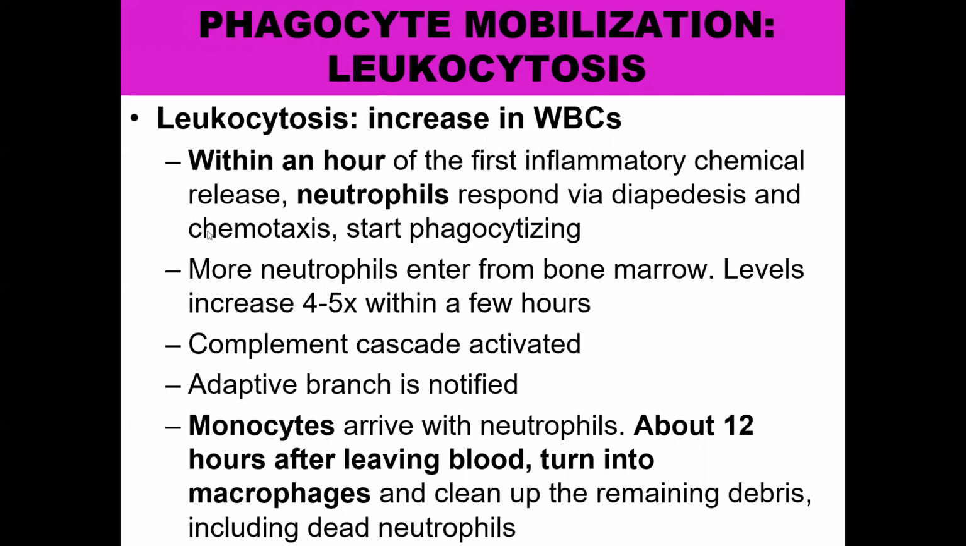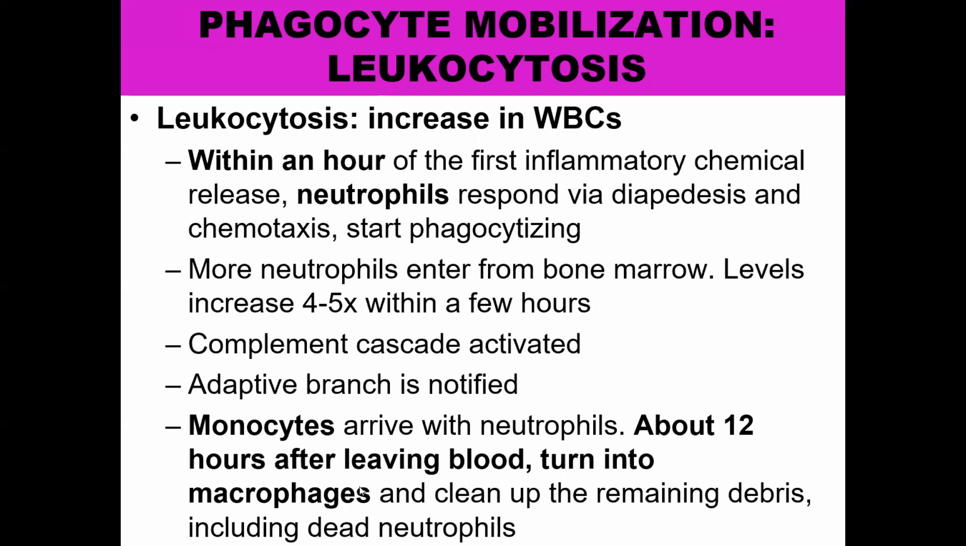We can release more neutrophils from the bone marrow. We'll see the levels increasing 4 to 5 times within a few hours. We're going to see the beginning of the complement cascade, which we'll talk about in a little bit. And we're going to notify the adaptive branch. So basically saying, hey, we're working to try to attack this, but we don't have any special control. We need you to come back and give us some special guidance on this.